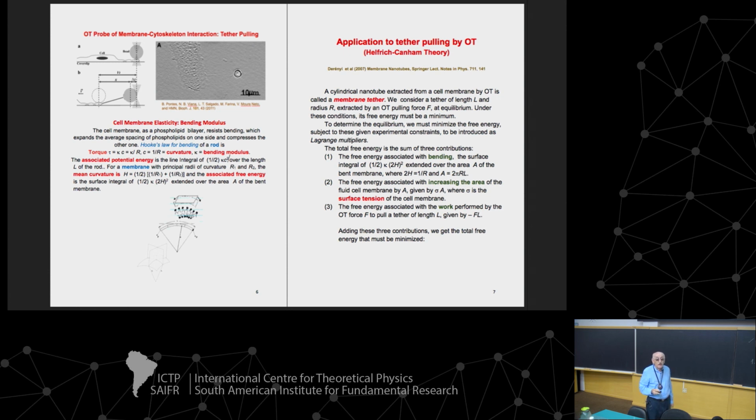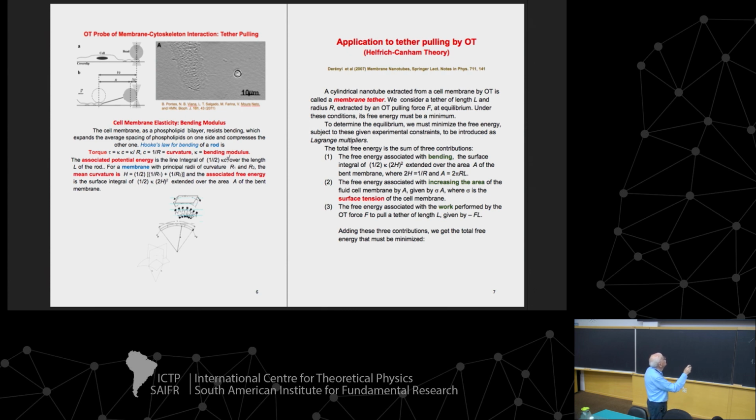And of course, you also have surface tension, and that is the usual thing you do also, which is well known. So for instance, in a balloon, you have the surface tension. And in tether pulling, you really have a tug of war, a competition in free energies of the curvature and of the area which is associated with the surface tension. Okay? In other words, you have a tug of war.